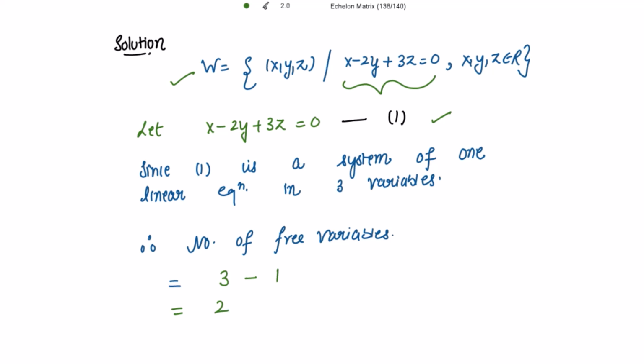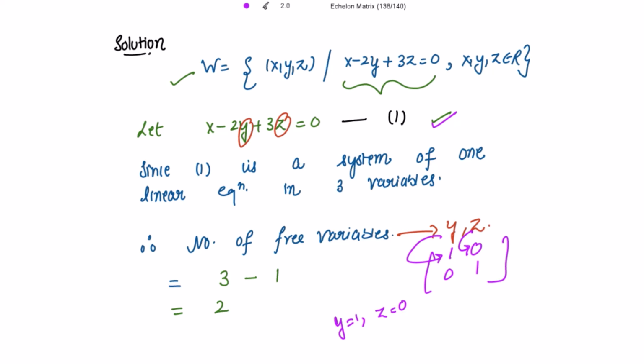And which free variables we need to choose? Whose coefficient is not equal to 1. So we can choose y and z to be the free variables. And now we need to give some values to these variables so that we can get the value of x from this first equation. So how to give the values? Just write here 2 by 2 identity matrix, which means first y is taking the value 1 and z is taking the value 0. So for y equal to 1 and z equal to 0, from this first equation, we get the value of x to be 2.